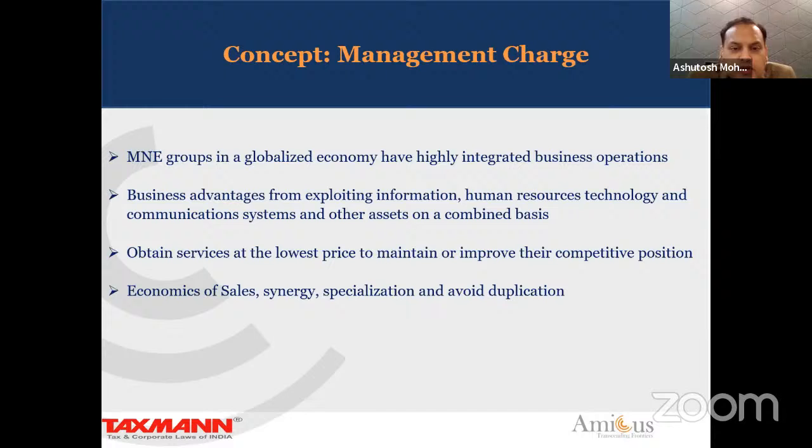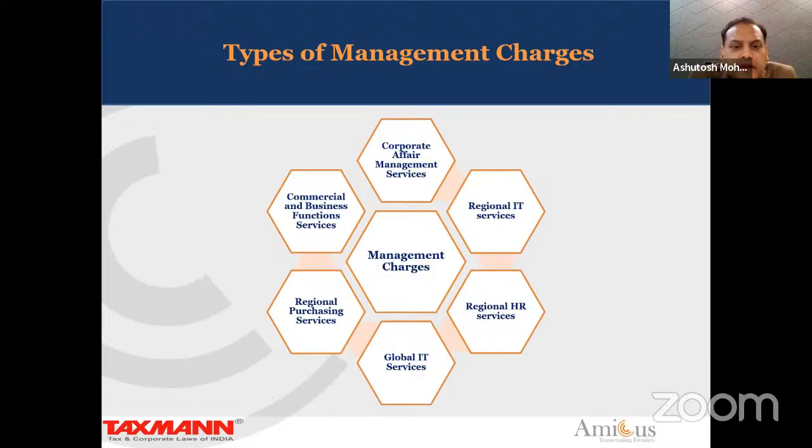So this is the concept of management charge. It is a charge for management services in the nature of IT services, HR, corporate affairs management, commercial purchasing services, and there could be n number of examples of these kinds of services depending upon the exact multi-enterprise setting. So just briefly, this is the whole concept of management charge. It doesn't need much time here, very basic.